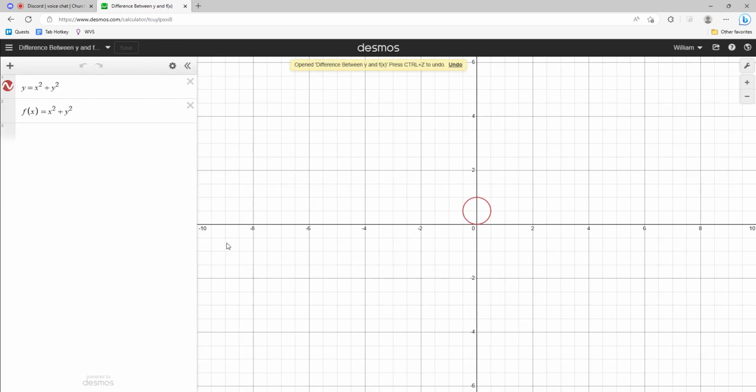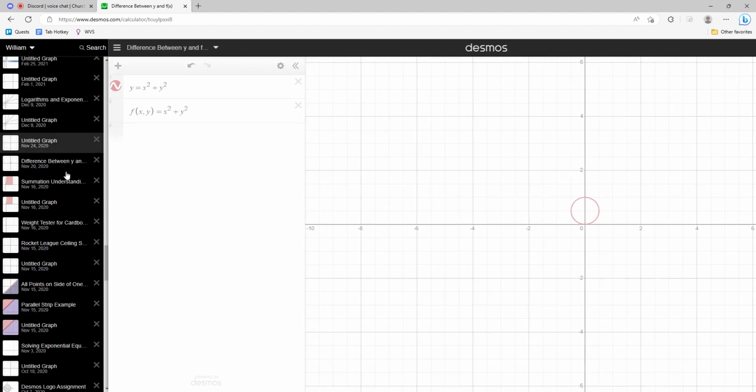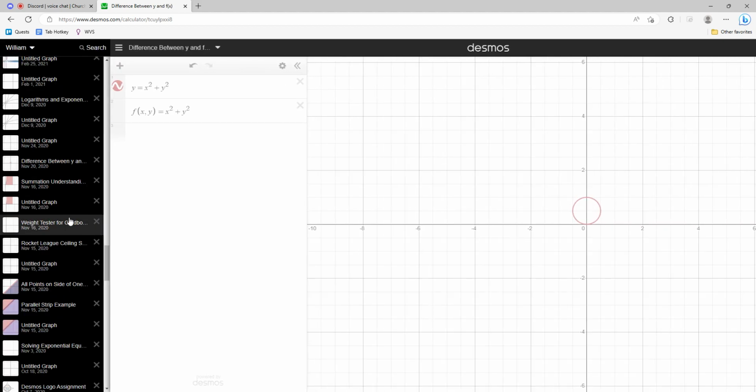Difference between y and f of x. Yep. So y is a relation, which means that it can fail the vertical line test, essentially. F of x cannot. Try including y, right? Well, also just because explicitly here I'm supposed to include y. This is still not really a function. It doesn't pass as a function, because a function cannot fail the vertical line test. But, you know, whatever.